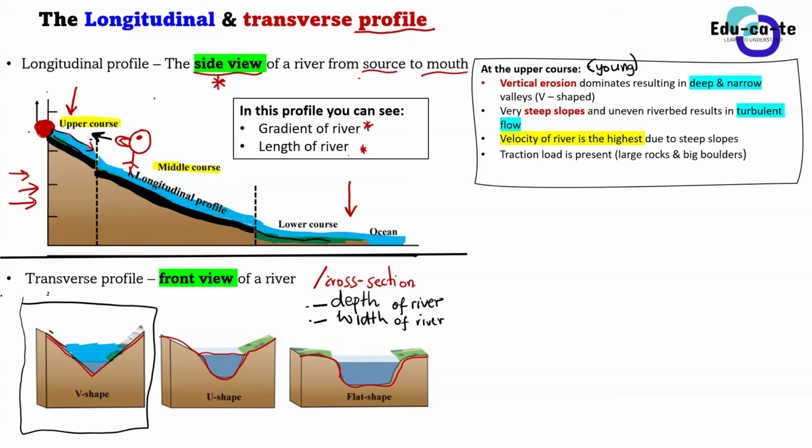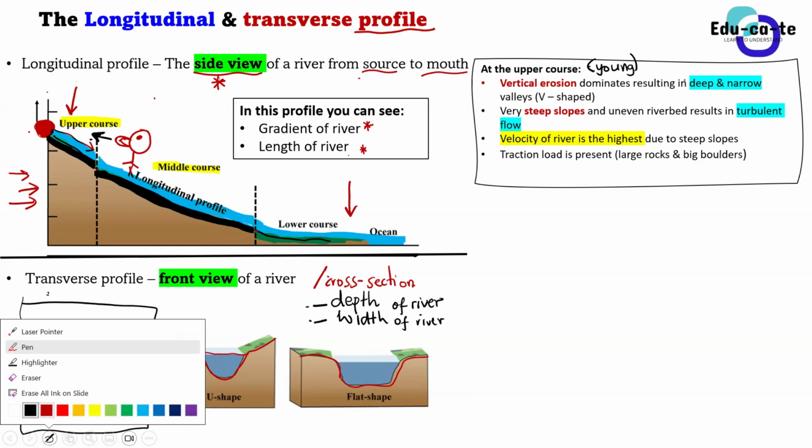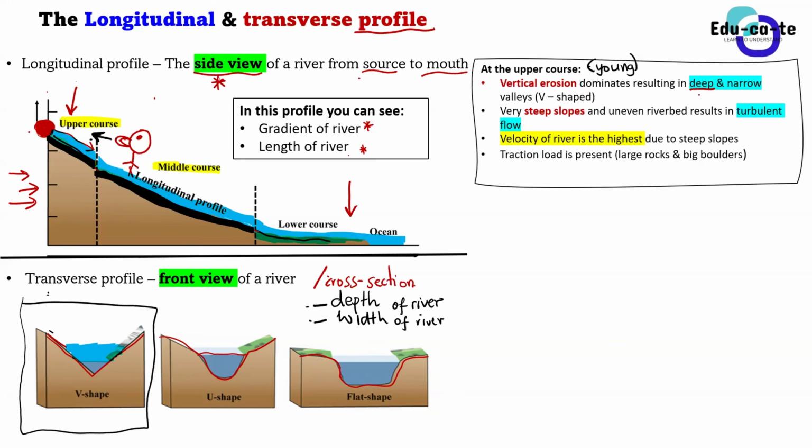Why are they V-shaped? It is because the river is digging deep and deep and deep. So we have got deep valleys. That's the first thing that we have at the upper course. The valleys are deep. Why are the valleys deep? It is because of vertical erosion. Remember, guys, I said that vertical erosion makes the valleys become deeper and narrow. I didn't mention the narrow part, but basically the rivers become deeper and narrow.